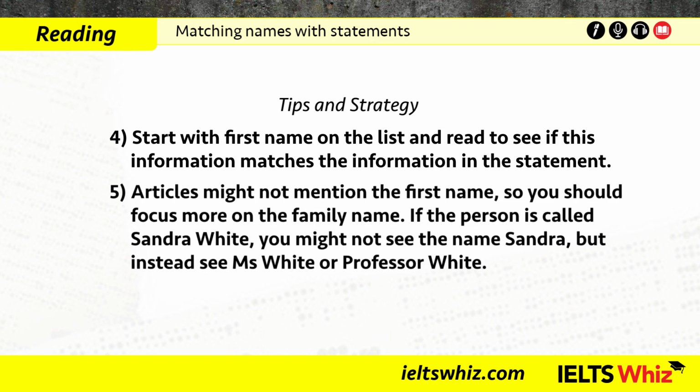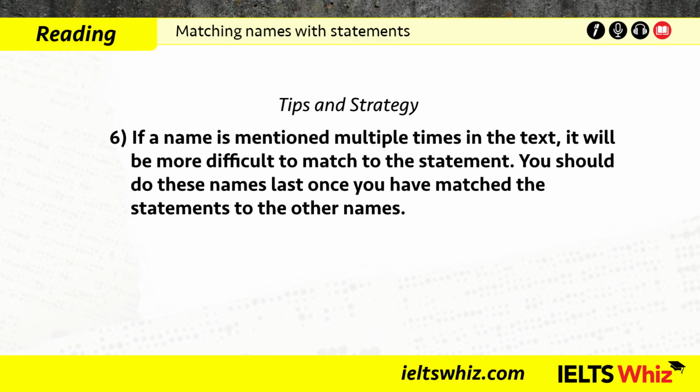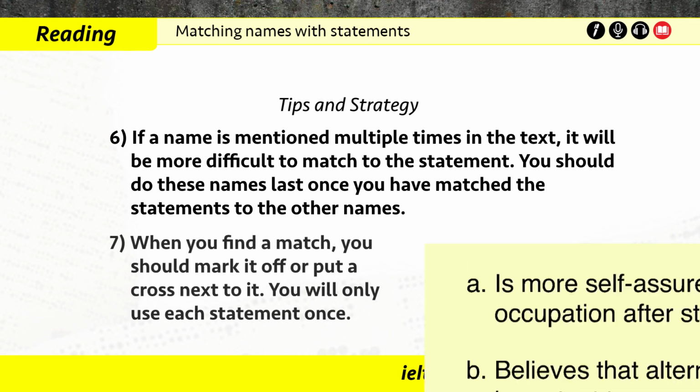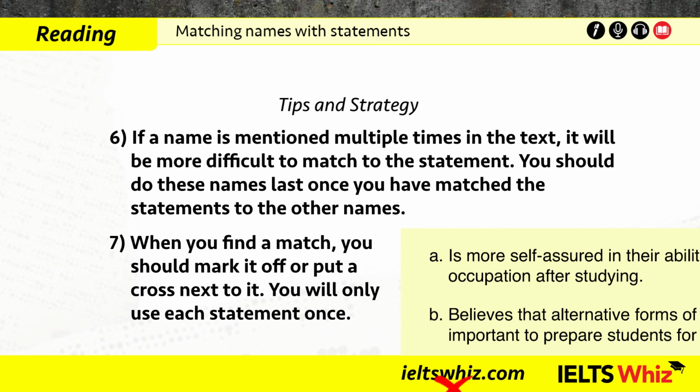Articles might not mention the first name, so you should focus more on the family name. If the person is called Sandra White, you might not see the name Sandra, but instead see Ms. White or Professor White. If a name is mentioned multiple times in the text, it will be more difficult to match to the statement. You should do these names last, once you've matched the statements to the other names. When you find a match, you should mark it off or put a cross next to it. You will only use each statement once.